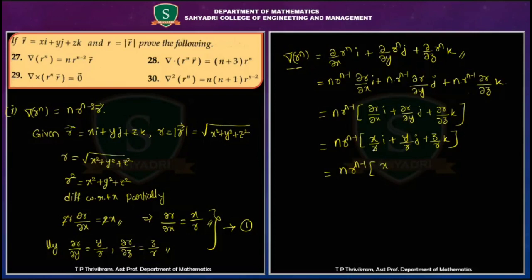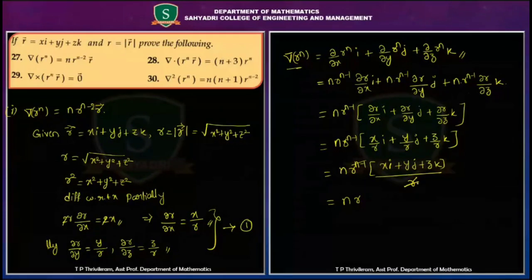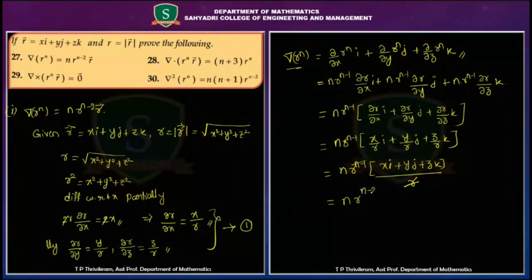Take this as common denominator. So xi plus yj plus zk divided by r, right? So one r gets cancelled here. Okay. So how much will we get? n into r power, already n minus 1 is there. If you cancel one more r, you have to reduce one more here. So you'll get n minus 2.